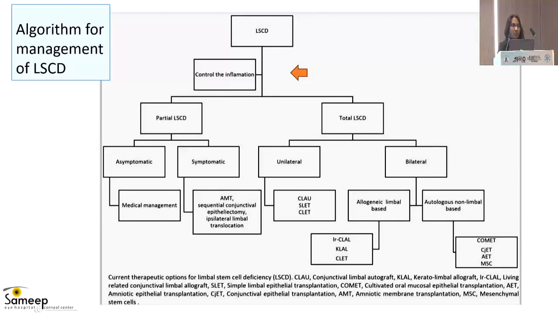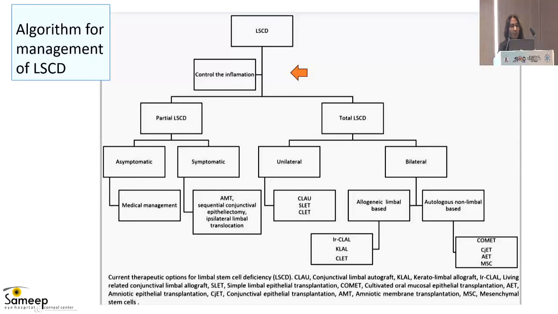Then we can divide it into partial limbal stem cell deficiency or total. If it is partial, the patient could be asymptomatic, which can be treated with just medical management, maybe occasionally with lubricants and occasionally with topical soft steroids. If the patient is symptomatic, they might require amniotic membrane transplantation or sometimes sequential conjunctival epitheliectomy, which was popularized by Professor Dua. Ipsilateral limbal translocation can also be done.